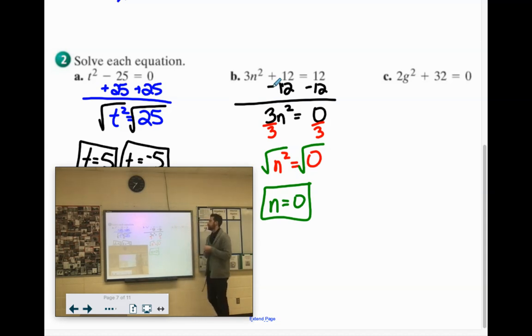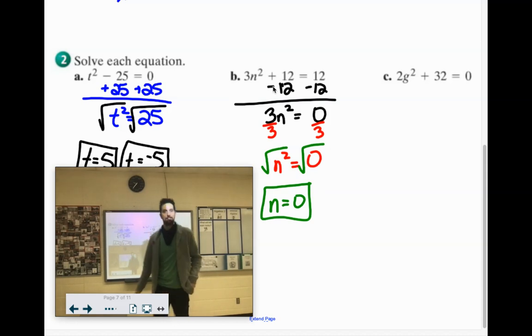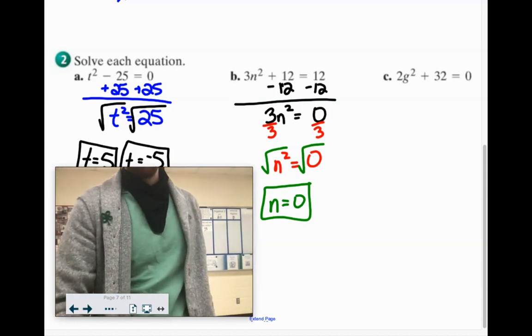Then C, 2g squared plus 32 equals 0. We'll see if I can get this done while the song is going. I'll just start the next one for this.